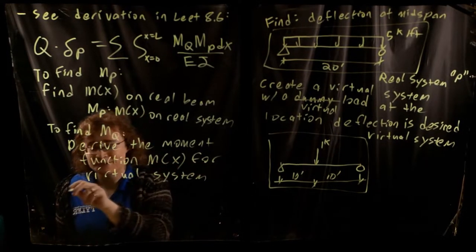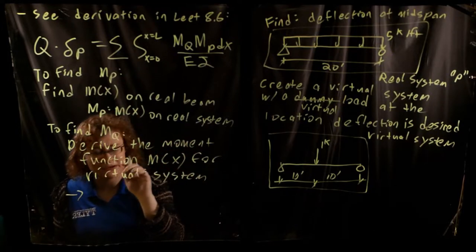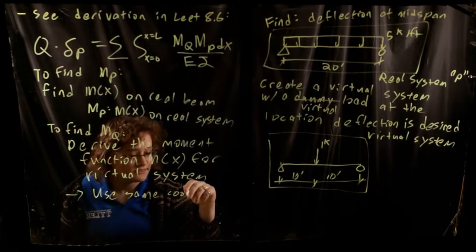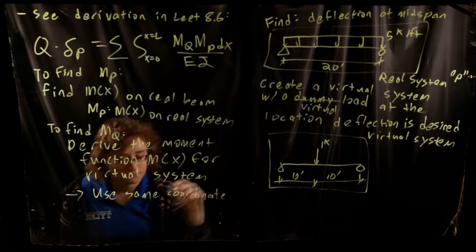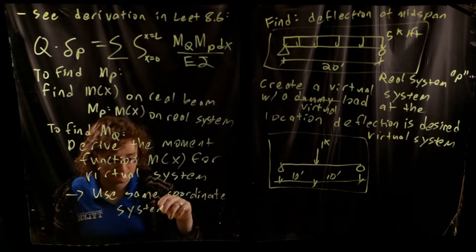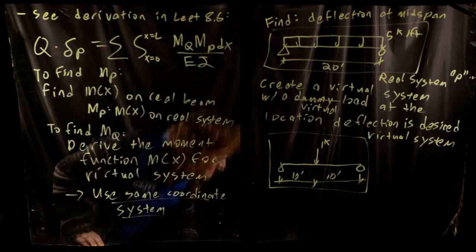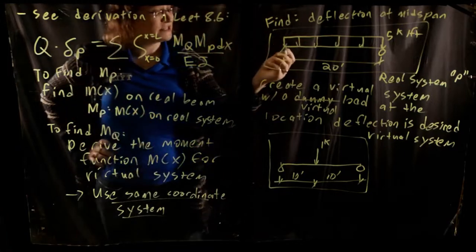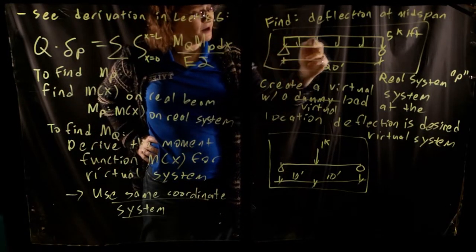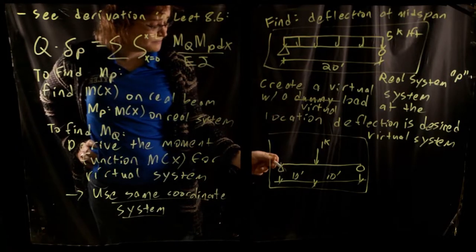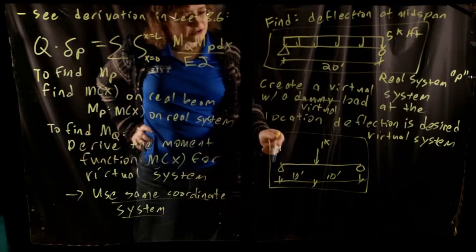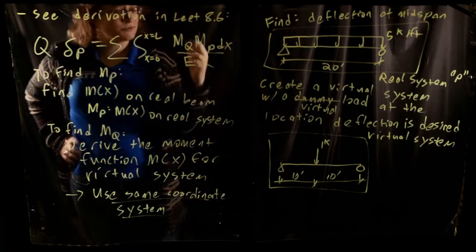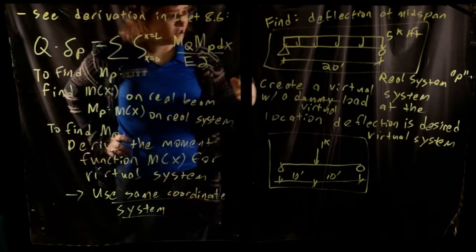It is also key to keep in mind that we want to use the same coordinate system. That is very important. You absolutely must use the same coordinate system. What I mean by this is that if on my real system I start my x here and make it positive to the right, I better do the exact same thing for the virtual system, because MQ and MP are going to be functions with respect to x, where x is the position along the beam.